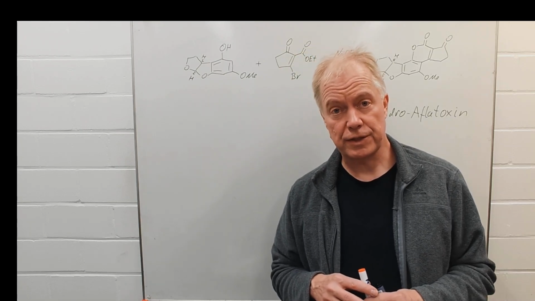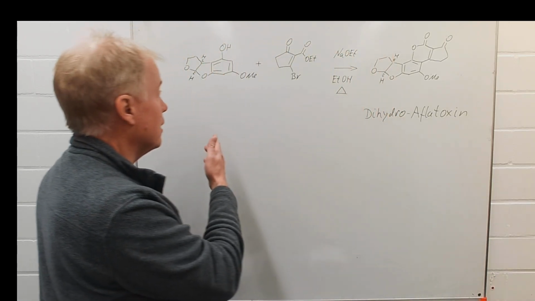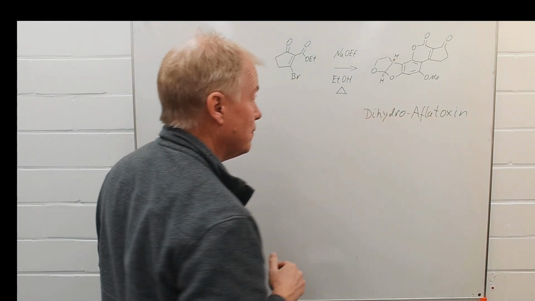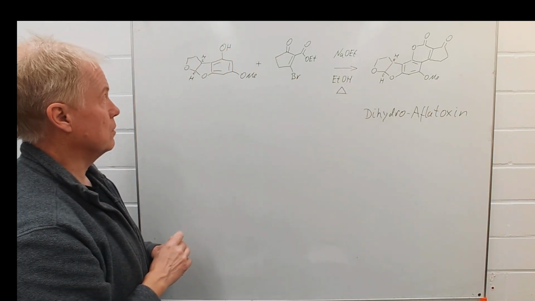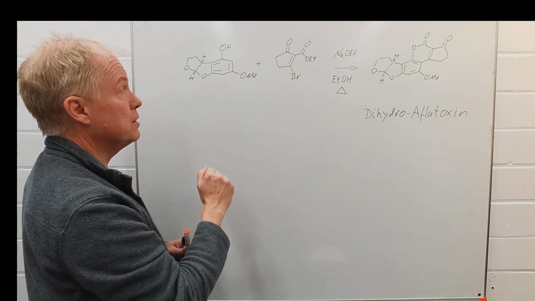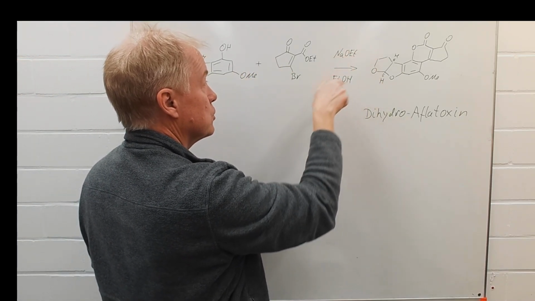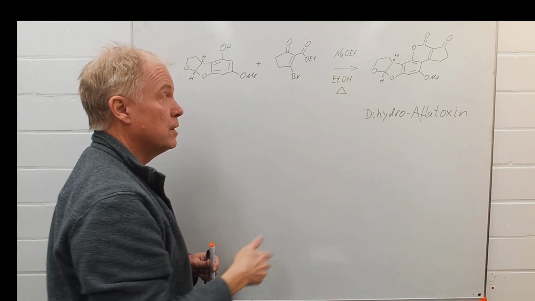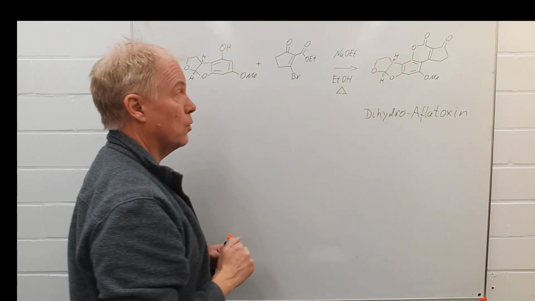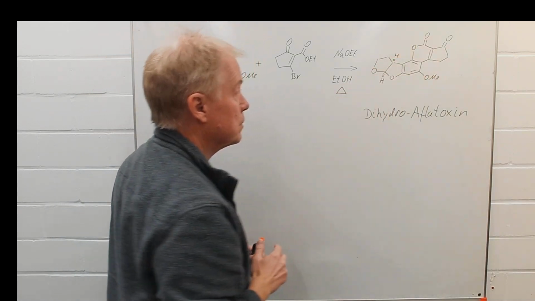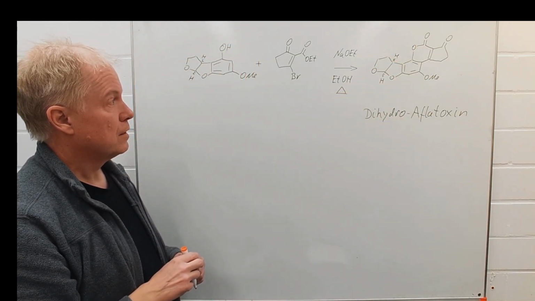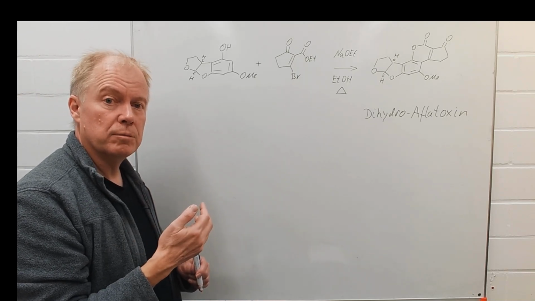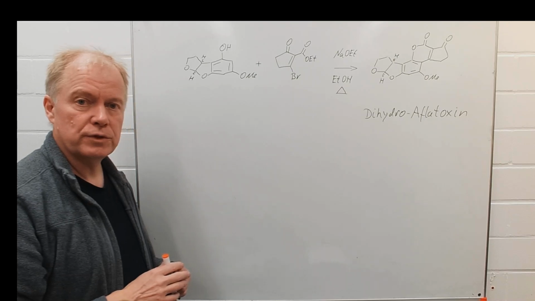Welcome to today's exam riddle. Here we have a reaction scheme for the synthesis of dihydroaflatoxin, this compound. We have two starting materials, and here the reaction conditions: sodium ethanolate in ethanol, heating it up, and the result is then already this five-membered ring system. The task now is to develop a reasonable mechanism for this reaction.